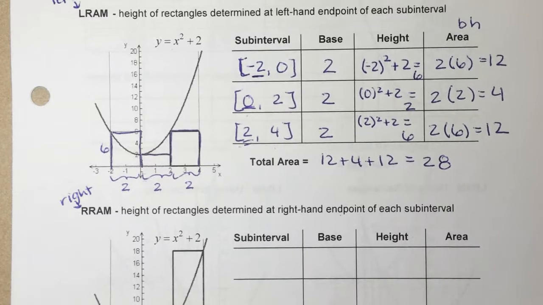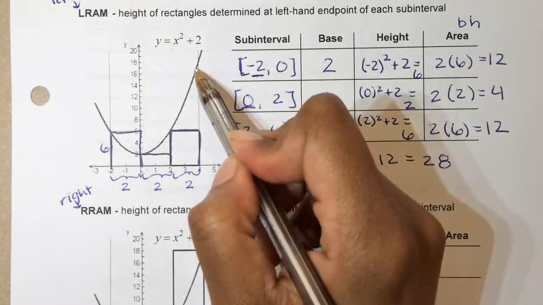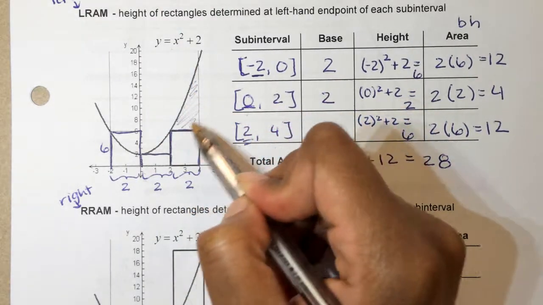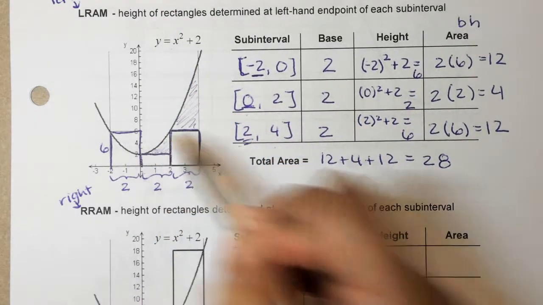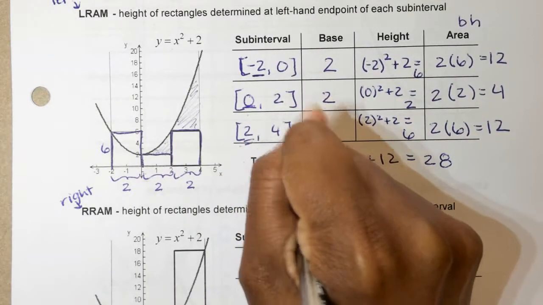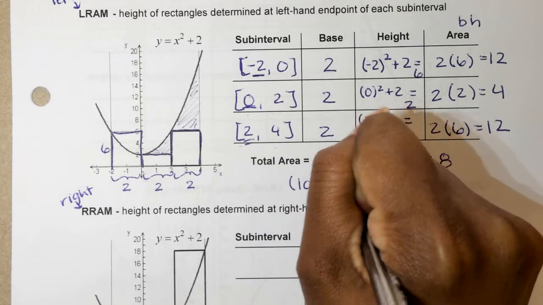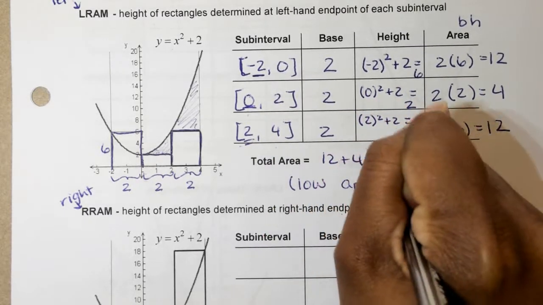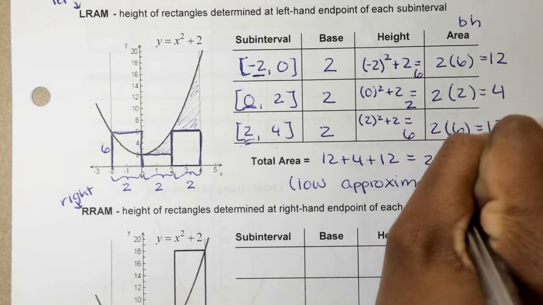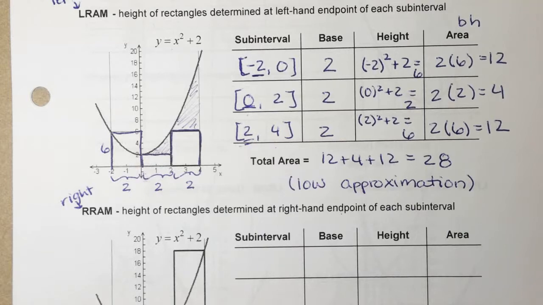Okay. So this is an estimation. And if we look at all the space that's still left out that we did not calculate, we can see that this estimation is a low approximation. There's a lot of area that we did not account for when we drew those rectangles.